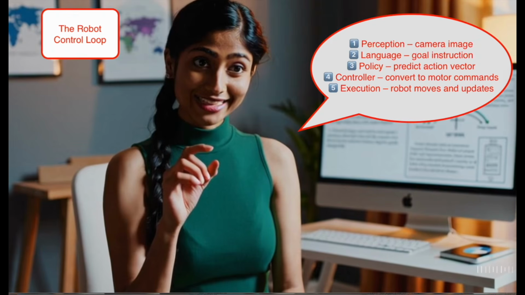Let us discuss the robot control loop. Every embodied AI system follows this loop. Step 1, perception, camera image. The camera gives a perception snapshot. Step 2, language, goal instruction. The user gives a goal. Step 3, policy, predict action vector. The policy, in this case OpenVLA, predicts what action to take next. Step 4, controller, convert to motor commands. Then the controller sends that to the motors. Step 5, execution, robot moves and updates. The robot acts. The camera captures the new state and the cycle continues.